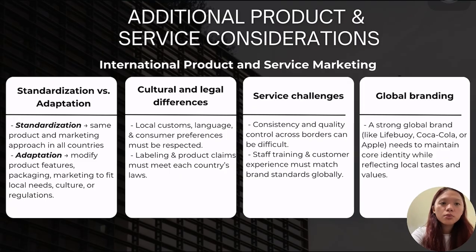When expanding globally, companies must balance standardization and adaptation. Some products can stay the same worldwide for brand consistency, while others need changes in packaging, ingredients, or marketing to fit the local culture and laws. A strong global brand like Lifebuoy or Coca-Cola keeps its core identity but still connects with local consumers.